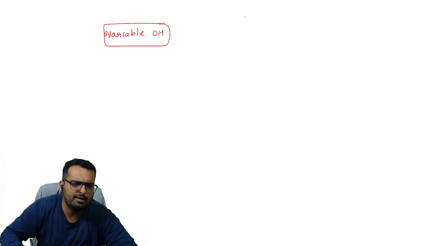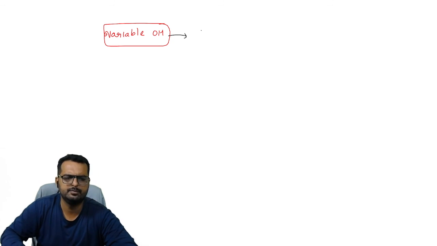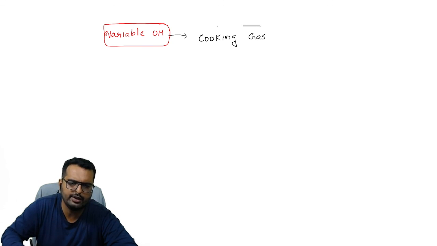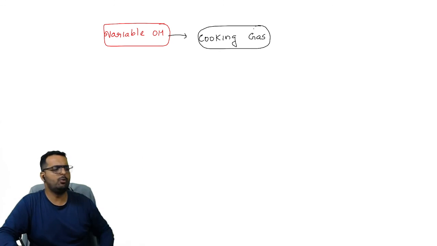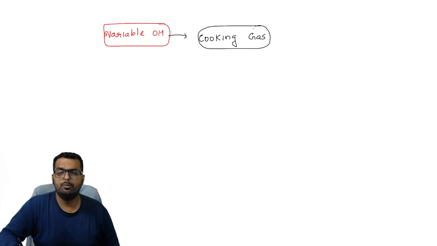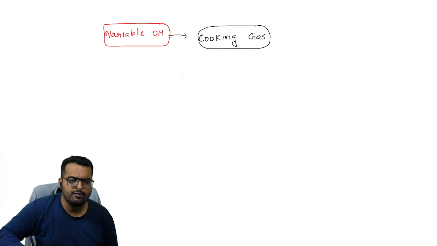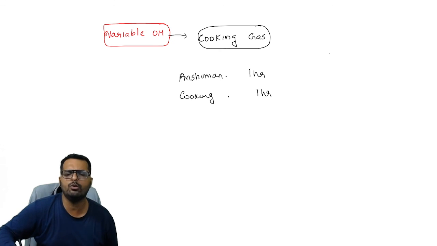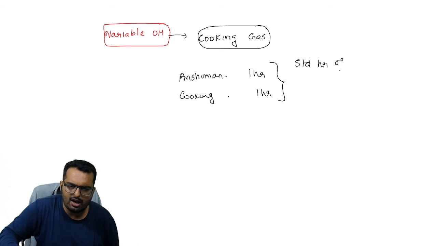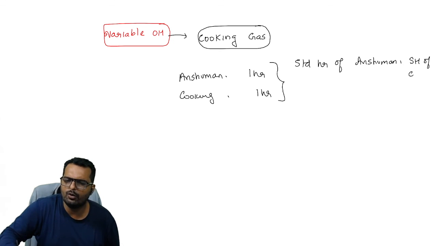Friends, give me an example of variable overhead. Can I say cooking gas is an example of variable overhead, right? The more I produce, the more I will be spending the cooking gas. The more time Anshuman spends on making double omelette, the more time the cooking gas will work. If Anshuman is working for 1 hour, cooking gas will also be on for 1 hour, yes or no? So from this, friends, can I tell one thing? That standard hour of Anshuman will be equal to the standard hour of cooking gas.